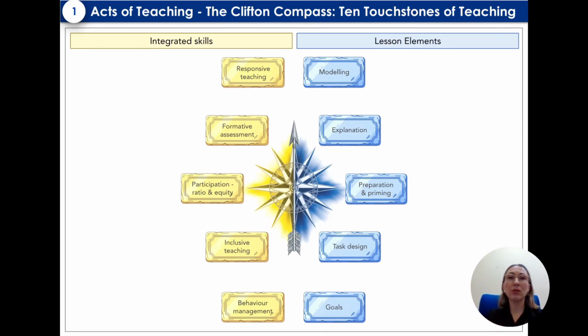Each touchstone has a descriptor, which is not shown on this slide, but for example, the descriptor for behaviour management is about behaviour management being proactive, preventative and positive in the first instance, is about teachers being vigilant and running the room, and then is about being discreet, direct and depersonalised when behaviour that isn't conducive to learning does happen. So the descriptors don't tell you what to do, but they do set out core principles for that touchstone.